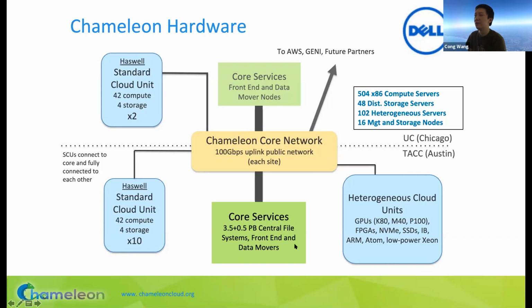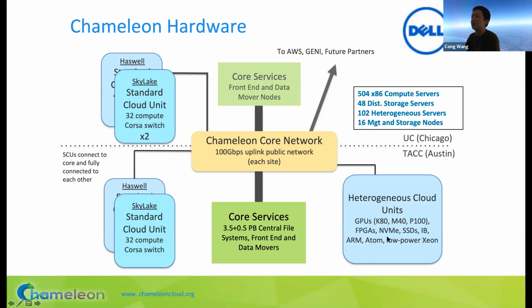Both of the sites host the core services, plus the TACC site has more central file systems that provide over 4 petabytes of storage, and also the TACC site has a heterogeneous cloud that has many other different kinds of nodes. For example, the GPUs, FPGAs, and ARM or Atom, and many other different types of nodes.